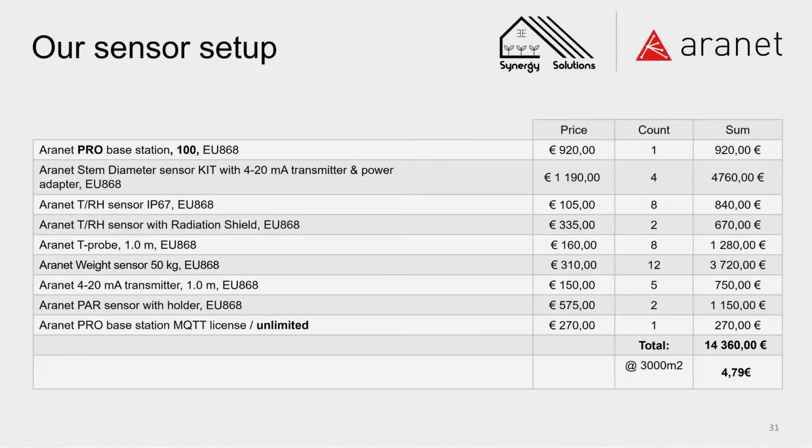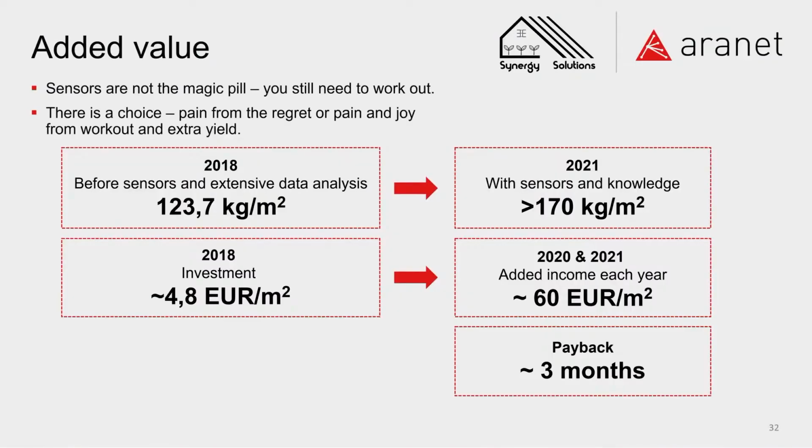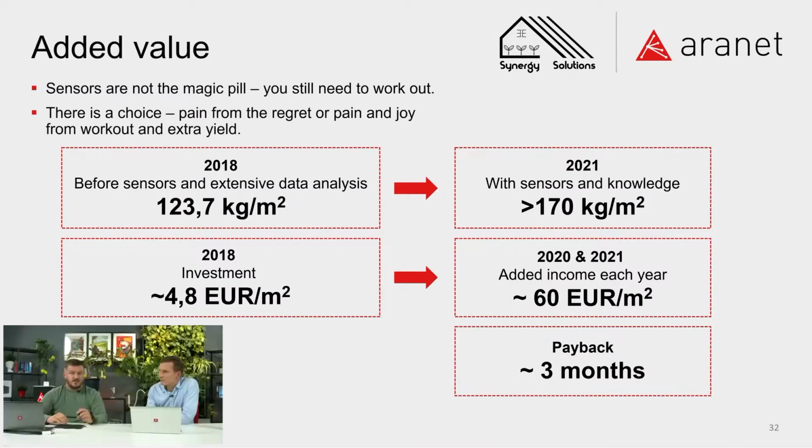You know exactly what you need to do because you have a field of view, you see what's happening in the greenhouse. Yes, we invested almost €5 per square meter, but the payback was really quick. We invested €4.5 and we get €60 income, and the payback of this whole investment was around 3 months. Of course, we could do it with someone else, but Aranet was an easy choice for us because they had the sensors we needed.